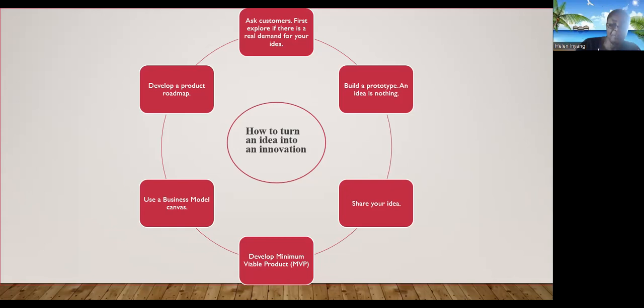Then the next thing is build up a prototype. An idea is nothing. When you conceive an idea, it's just nothing. Before you do something else, make sure that your idea is tangible. Your idea should be made concrete right away. The reason why sometimes people's ideas have never seen the light of day is because they are kept in the mind of the creator. You may conceive an idea, but if you don't bring forth that idea, put it into practice, bring it to people to see, it will die like that. That is how their idea will die.